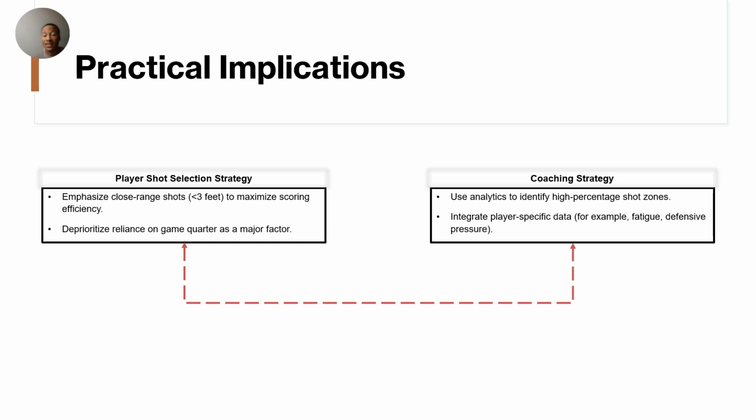For coaches, the findings highlight that using analytics to identify and focus on high percentage shot zones or shot areas, you can do that during practice and whenever you're planning for games. And if you integrate player specific data like fatigue levels or defensive pressure, this will allow you to refine your strategies further and account for situational factors. I feel like for both players and coaches, these strategies can help you leverage data to improve decision making on the court, ultimately leading to more effective and efficient game performance.